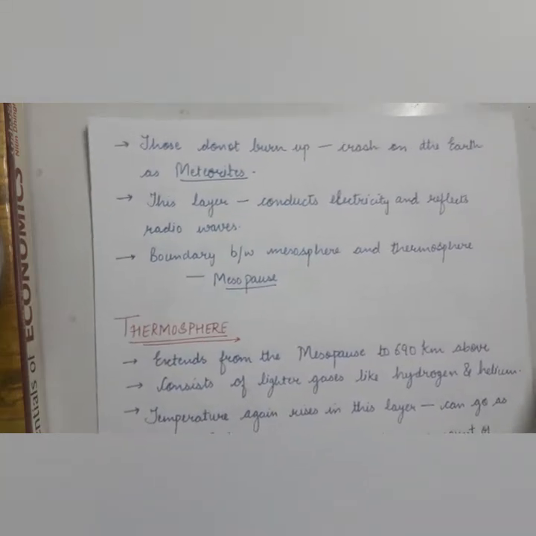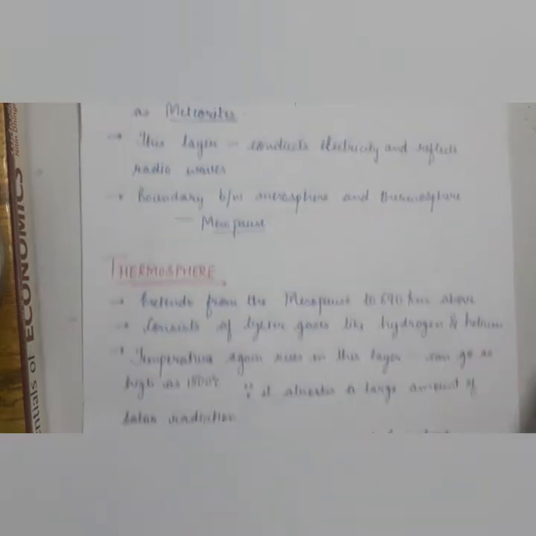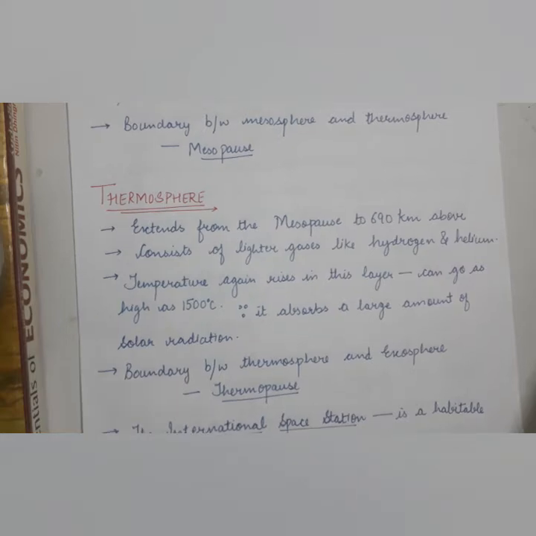Okay, the spelling you can see the difference: meteoroids and meteorites, those which crash with Earth. This layer conducts electricity and reflects the radio waves. This is the main point of this layer. The boundary between the mesosphere and the thermosphere is known as mesopause, as we have discussed about the stratopause, tropopause. Similarly, there is mesopause, and the next layer starts, that is your thermosphere.